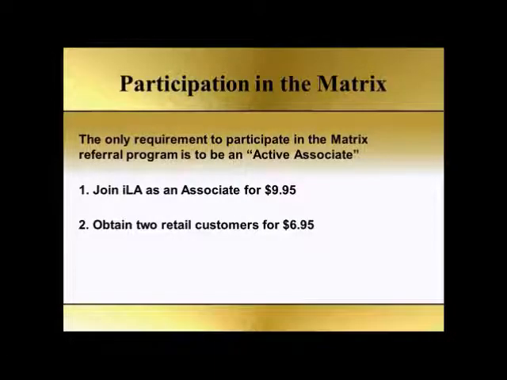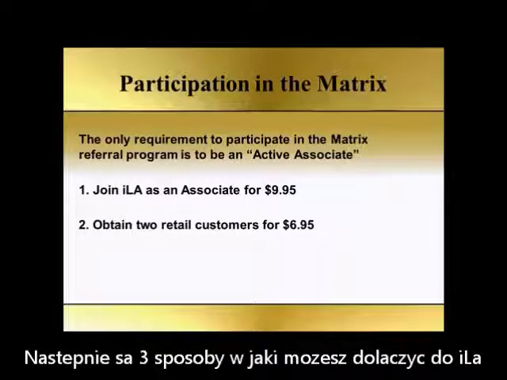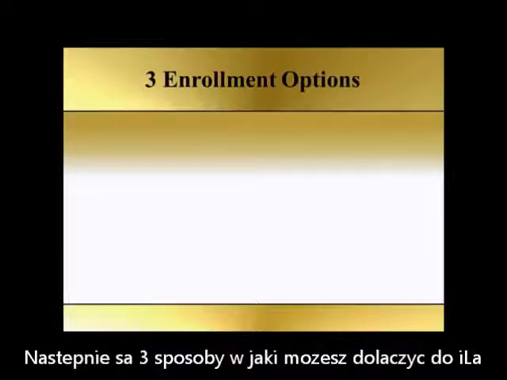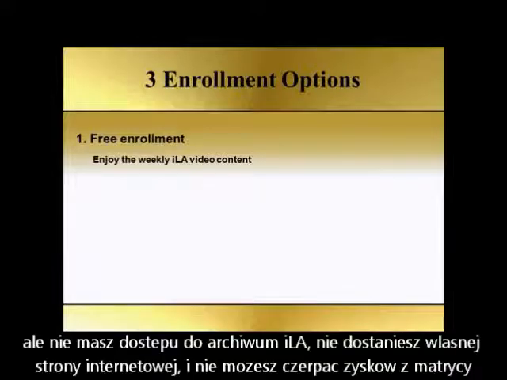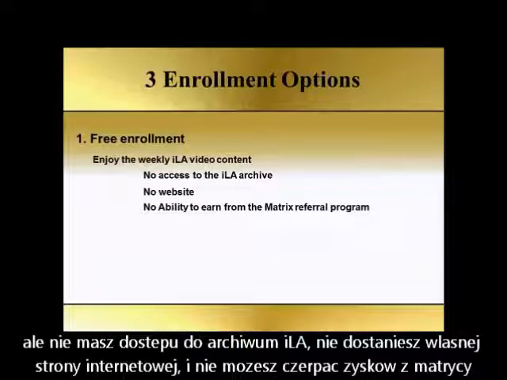So then, having given that bit of an overview, I'll let you know there are 3 different ways that you can get started with iLA. The first option, quite simply, is a free enrollment. When you get started for free, you can enjoy the weekly iLA video content. Once a week, you're going to get a powerful, professionally produced video delivered to your mobile device that you can enjoy that has to do with personal development. But as a free member, you don't have any access to the iLA archive, you don't get a website, and you don't have the ability to earn in the Matrix referral program.